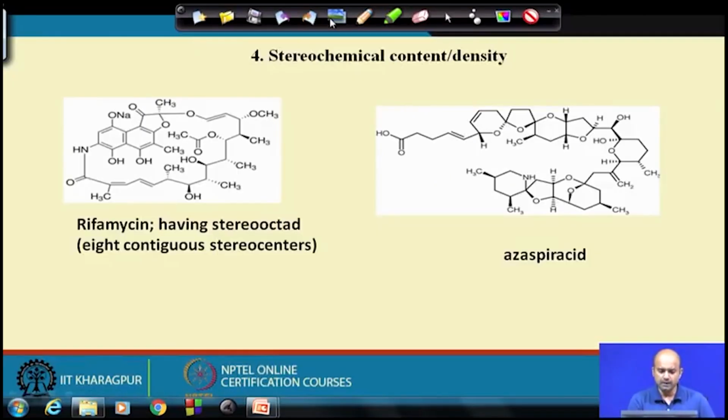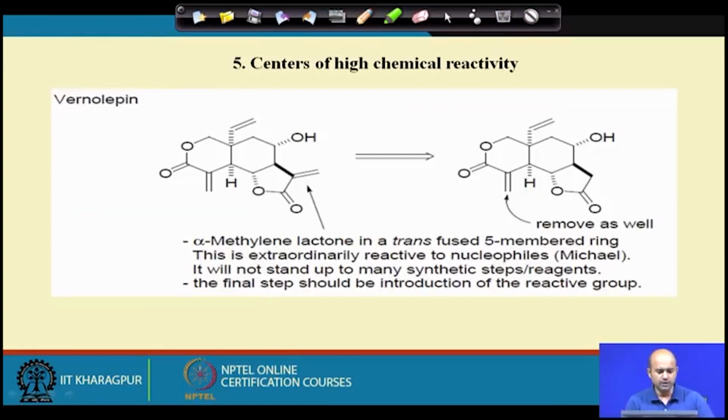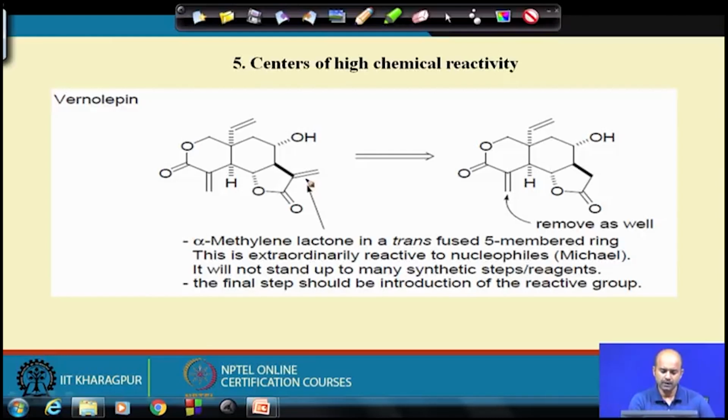So, stereochemical content is the next point, which we just talked about. Eventually, the next point we will be seeing is centers of high chemical reactivity. This is very important. Sometimes the target molecule might contain a group which is pretty much chemically reactive. Let us say for this case, this group is highly electrophilic in nature.